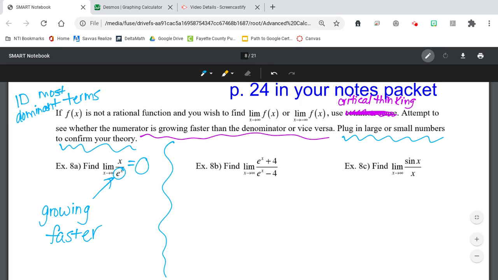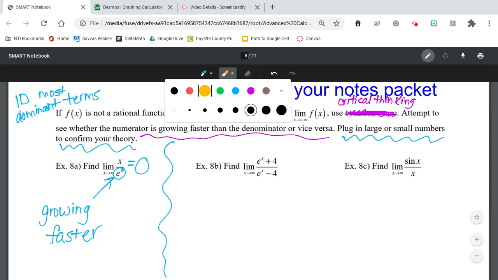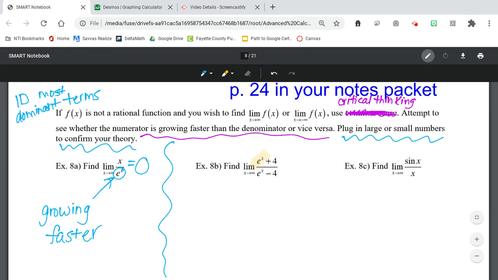The second one, I need to identify the most dominant terms. So the most dominant term in the numerator is e to the x. Most dominant term in the denominator is also e to the x. So I look at the ratio of the leading coefficients there. So that would be 1 over 1. And 1 divided by 1 is 1.